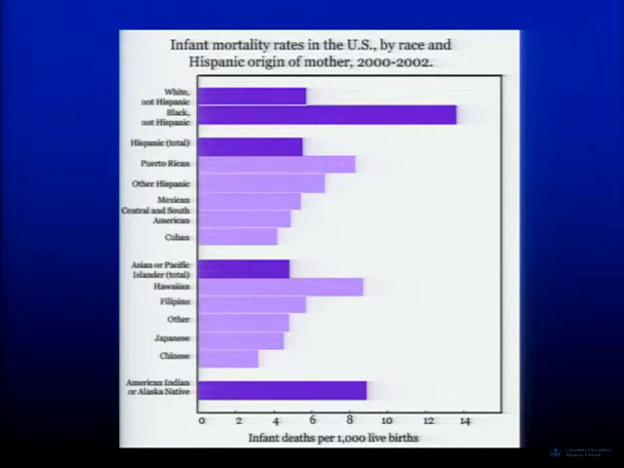So what we're going to do now is take a 10-minute break. So if you can come back about 4:35, and then we'll go through the second half of the lecture.